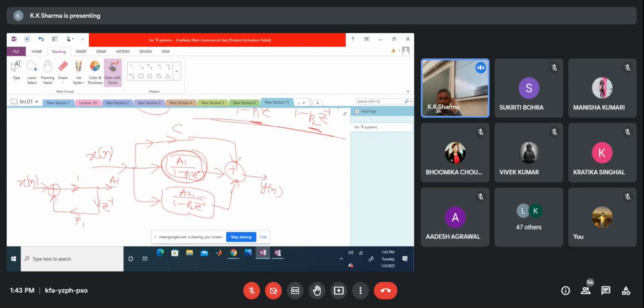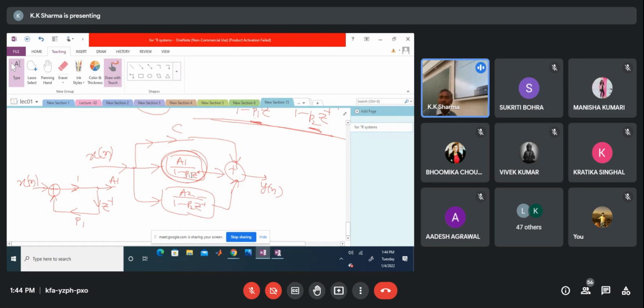So can you give me the transfer function of this filter? What is the forward path gain? A1. What is the loop gain? P1 into z inverse. So what will be the denominator polynomial? 1 minus loop gain. Numerator is the forward path gain. Numerators of these terms are forward path gains, and similarly you can implement this second block with A2 upon 1 minus P2 into z inverse.